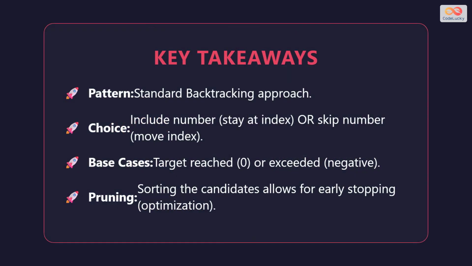To wrap up, remember the key points. This is a standard backtracking pattern using a decision tree. At each step, you can include a number and stay at the same index, or move to the next number. Always define clear base cases for reaching 0 or going negative, and consider sorting your input to optimize by stopping early when numbers get too large.